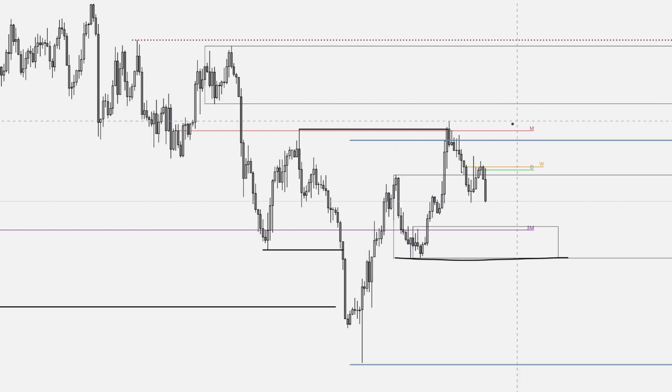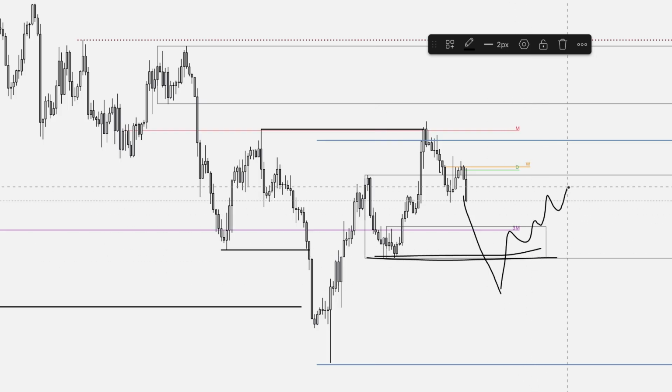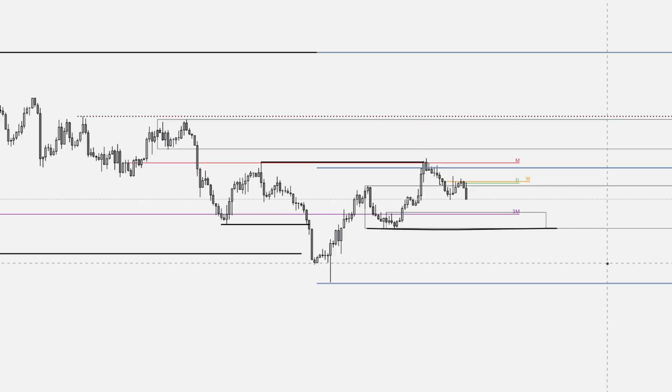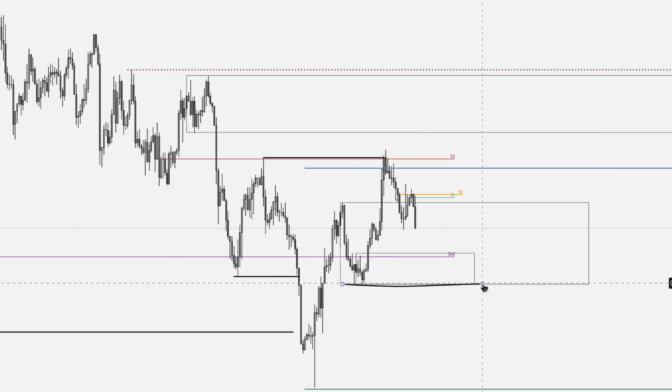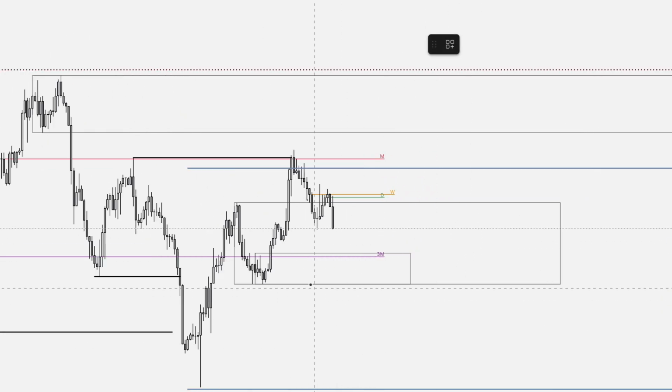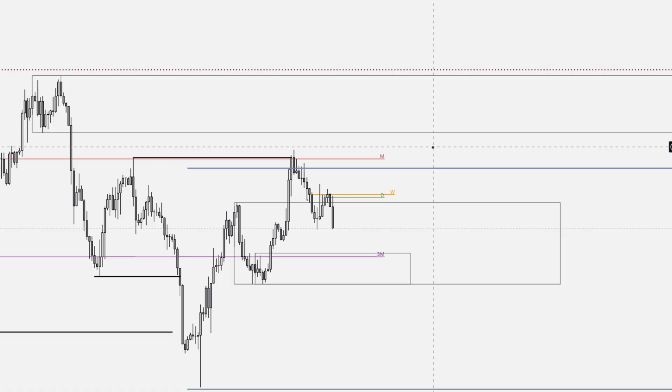So for shorts, I will just wait until we break this low, and then for a pullback, and then for the fractal entry confirmation. So just waiting for now until this low gets broken, or I get a confirmation after taking this liquidity, tapping into this demand zone, and then get a 4-hour fractal confirmation to go long.